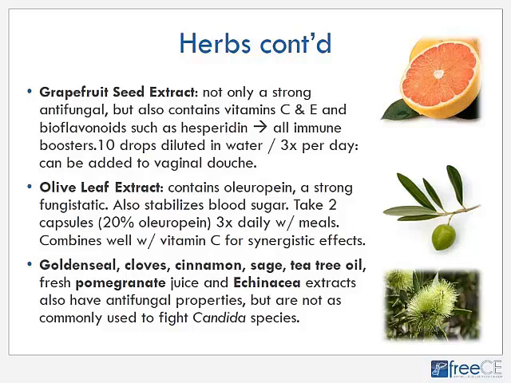Other herbs that can be quite beneficial in combating Candida include golden seal, fresh cloves, fresh ground cinnamon, sage, tea tree oil, fresh pomegranate juice, and echinacea extracts. Essentially, all of these have not been studied very well in regards to Candida.